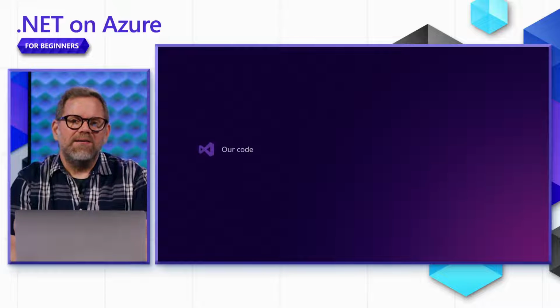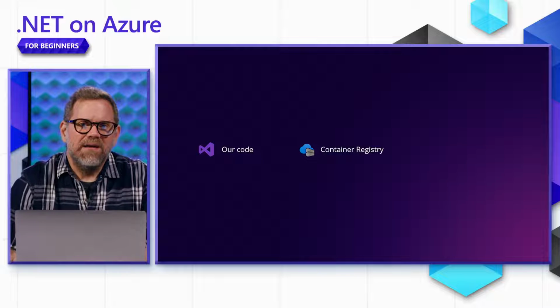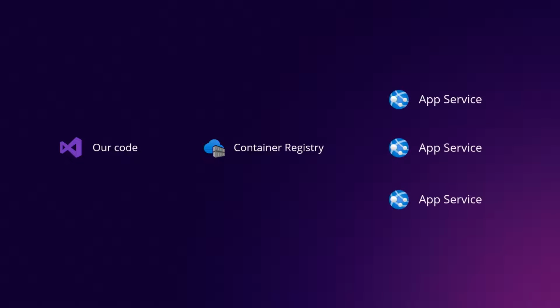All right, so we're going to do a demo now. We're going to containerize our application, our web API, and we're going to push it up to the Container Registry, and then we're going to push it out to App Service. So let's take a look at how we would do that.